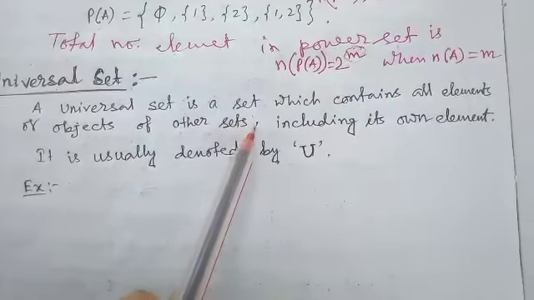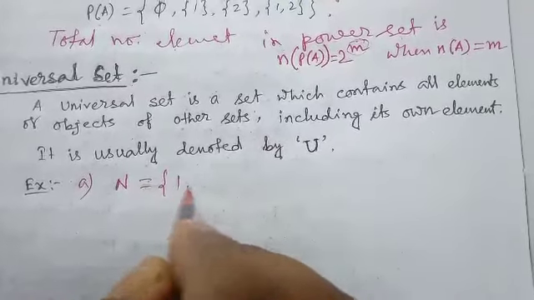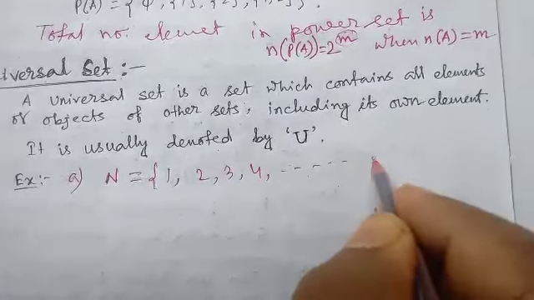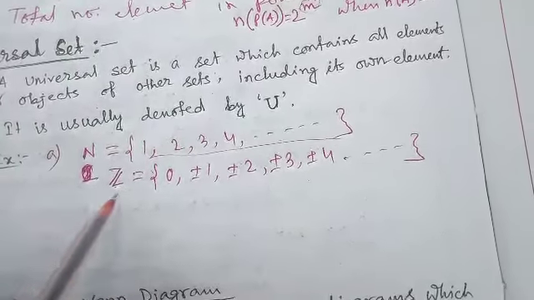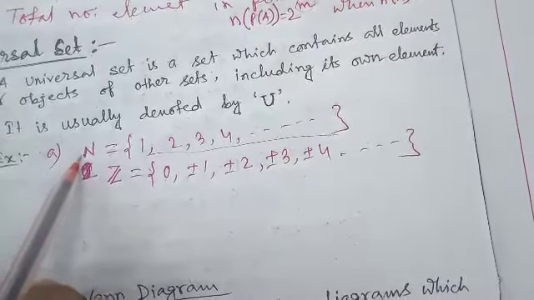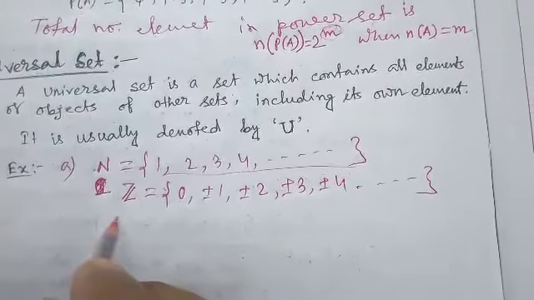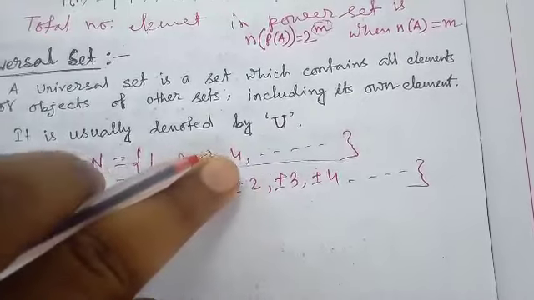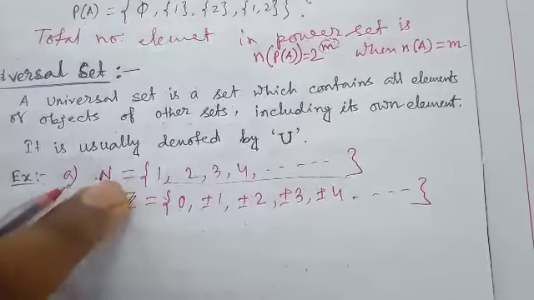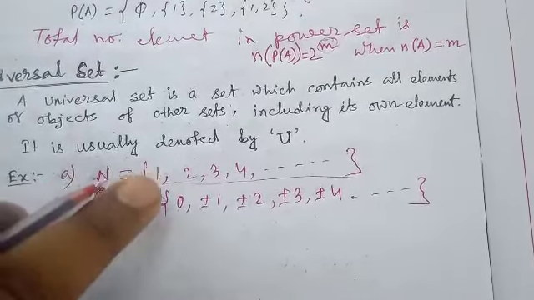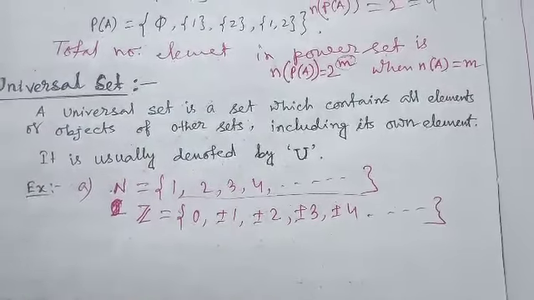So what is the meaning of this? Suppose you consider the natural number set. Natural number set is 1, 2, 3, 4, and so on. The elements belong to the integer set. So here Z, the integer set, is a universal set of the natural number set. Or you can say the rational number set, since all elements of natural numbers belong to the rational number set or real number set. So you can say that the universal set of the natural number set is the integer set, real number set, or whole number set.